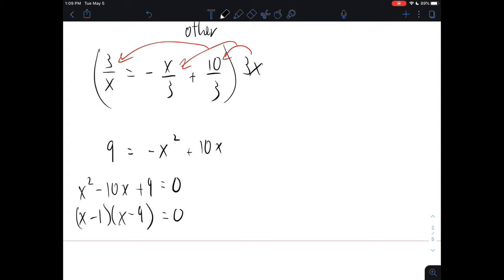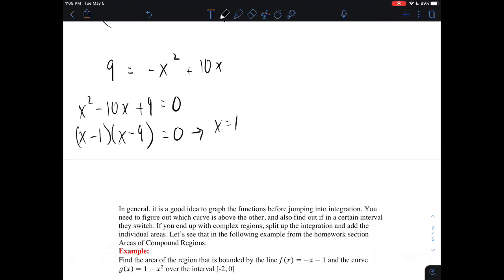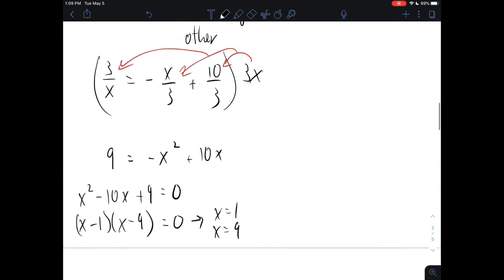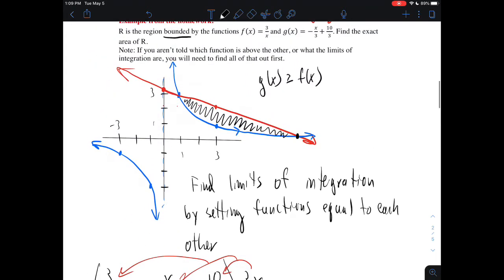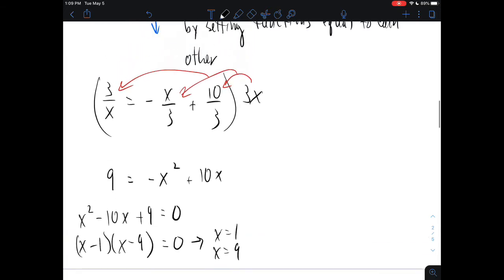And you can see we definitely do get x minus 1 equals 0, which means x is equal to 1. So exactly what we suspected. And then we now also find the other one, x equal to 9. And this gives us our limits of integration. All we need is just what are those x values? So 1 and 9 become our limits. So now we can use all of this to find our area.